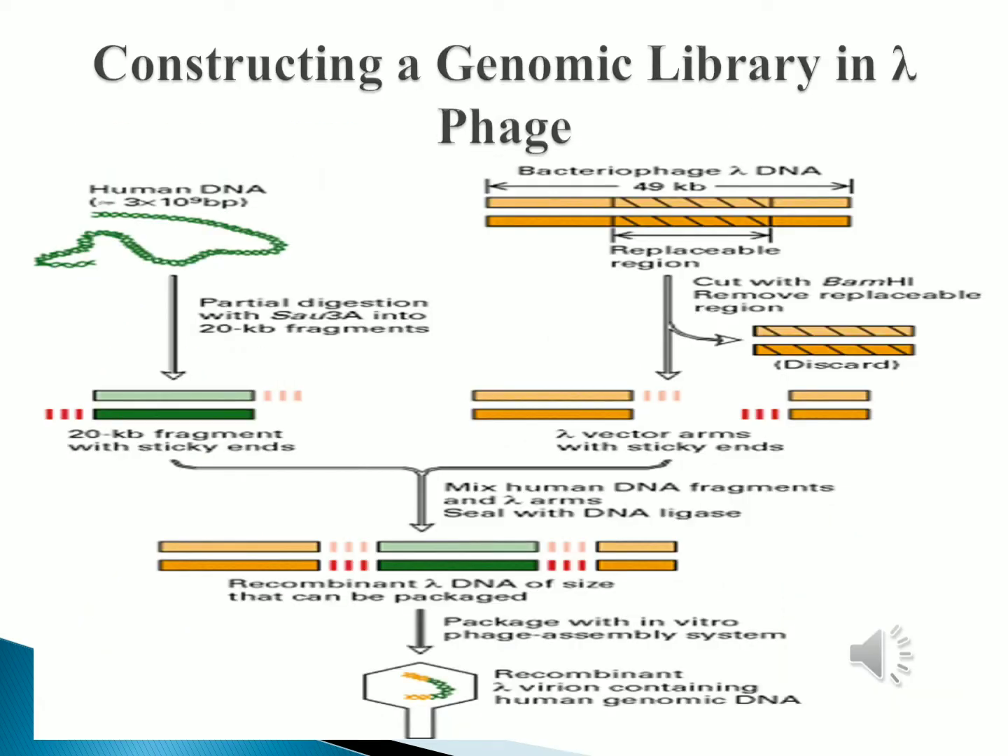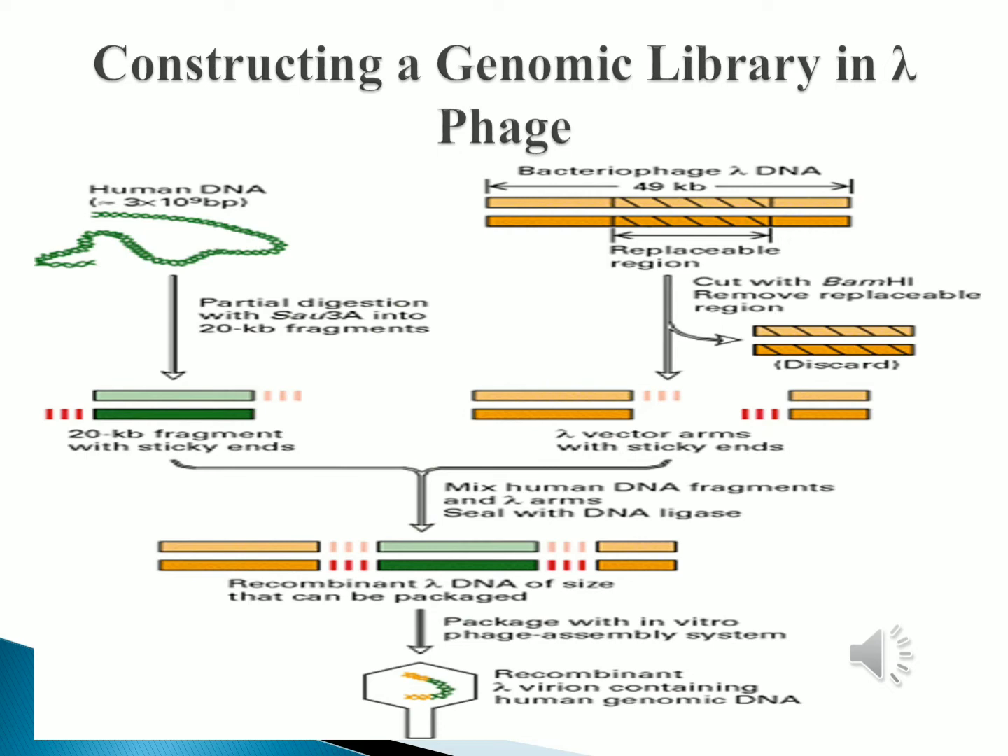Now, in this slide, I will be discussing construction of a genomic library using lambda phage as a vector. Genomic DNA extracted from a cell type that contains all the genetic information of the organism under study, like sperm cells or the cells of an early embryo, can be taken into consideration. From this, the human DNA, which is 3 × 10⁹ base pairs, can be isolated and it will be partially digested with a restriction enzyme like Sau3A into 20 kilobase pair fragments with sticky ends complementary to the sticky ends of the lambda vector.